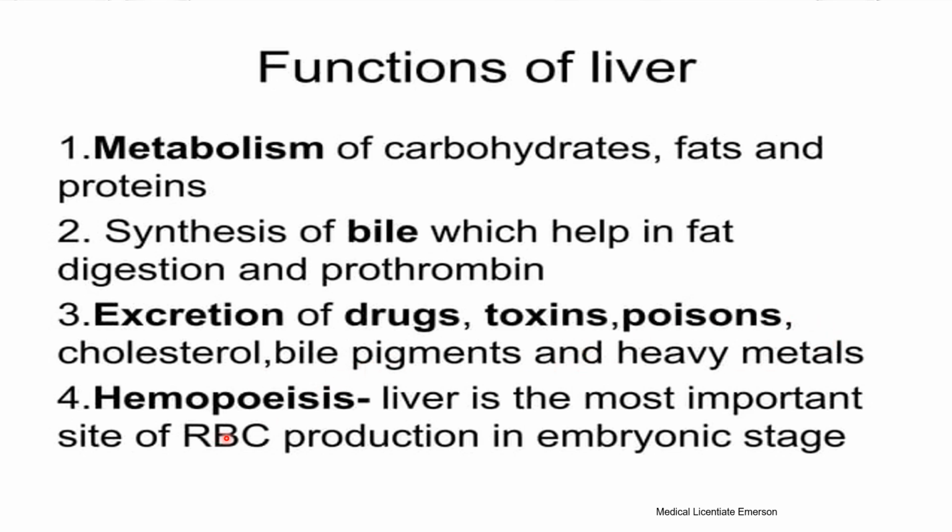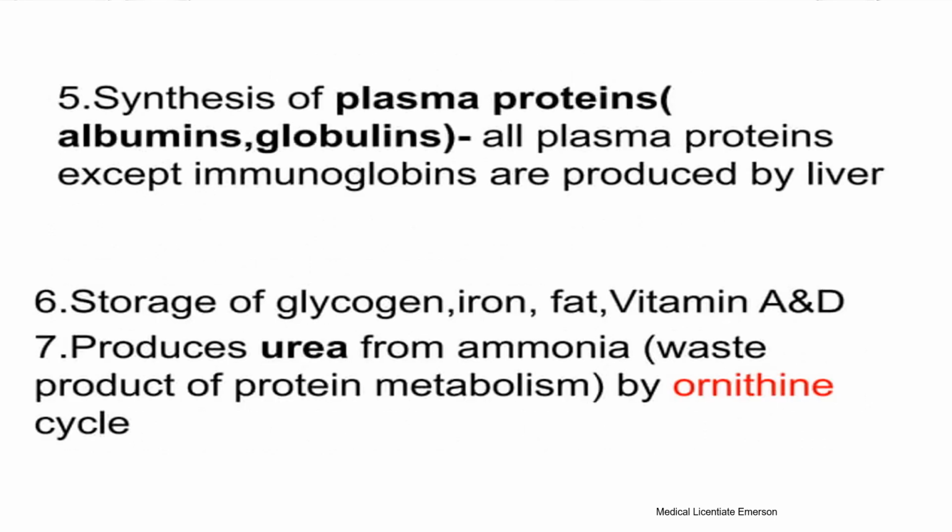And the other function is hematopoiesis. The liver is the most important site of red blood cell production in the embryo. Then the fifth function is synthesis of the plasma proteins, albumin and globulins. All plasma proteins except immunoglobulins are produced by the liver.